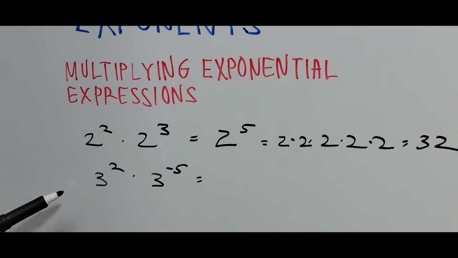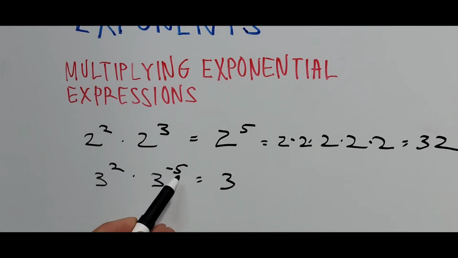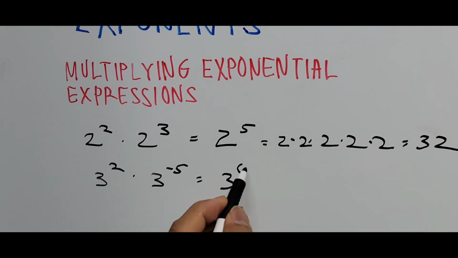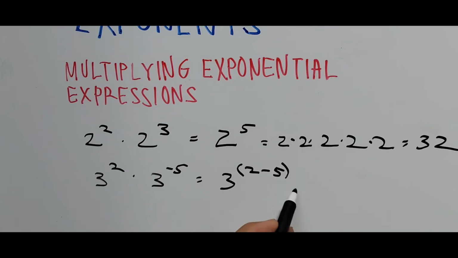How about the second one? If we investigate, we have the same base and different exponents again. So what we do is copy the base and then add the exponents. Since we have 2 and a negative 5 right here, it's like you're adding signed numbers. If you remember the laws of evaluating or simplifying signed numbers, that's 2 minus 5.